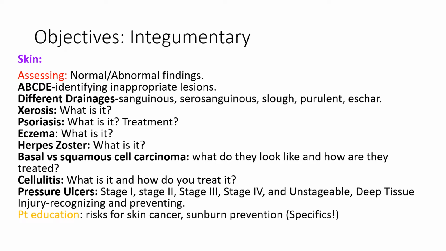You have different drainages like sanguineous, serosanguineous, slough, purulent drainage, and eschar. You need to understand, what does it mean if my patient has sanguineous drainage? What does it mean if my patient has purulent drainage? What do I do if my patient has these drainages? What is xerosis? What is psoriasis? How do we treat it? What is eczema? How do I treat it? Herpes zoster, once again, what is it? How do I treat it?